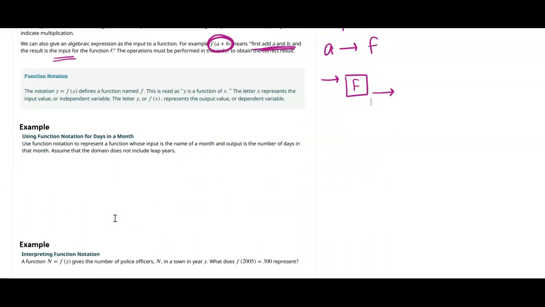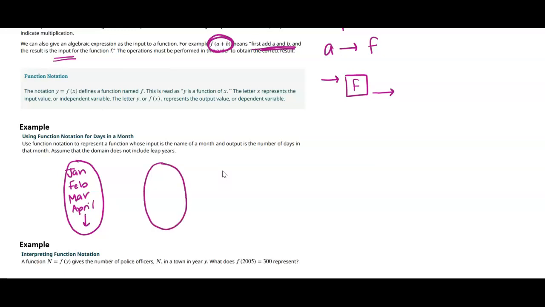Using function notation, let's look at a function whose input is the name of the month and the output is the number of days in that month. Let's not include leap years because that just gets confusing. All right, so then January, February, March, April, so on and so forth would go here.